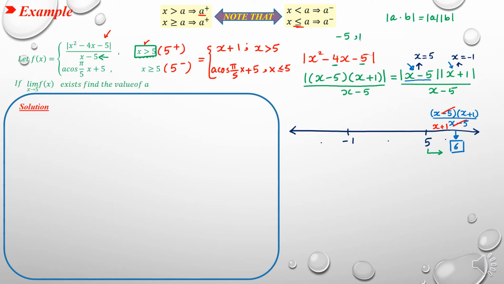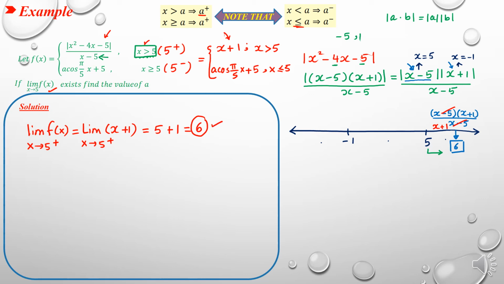Now since the limit exists when x goes to 5, this means the limit from the right equals the limit from the left. So the limit of f(x) when x goes to 5 from the right equals the limit of the function in this interval, which is x plus 1, when x goes to 5 from the right, and this gives us 5 plus 1. So the limit from the right is 6.